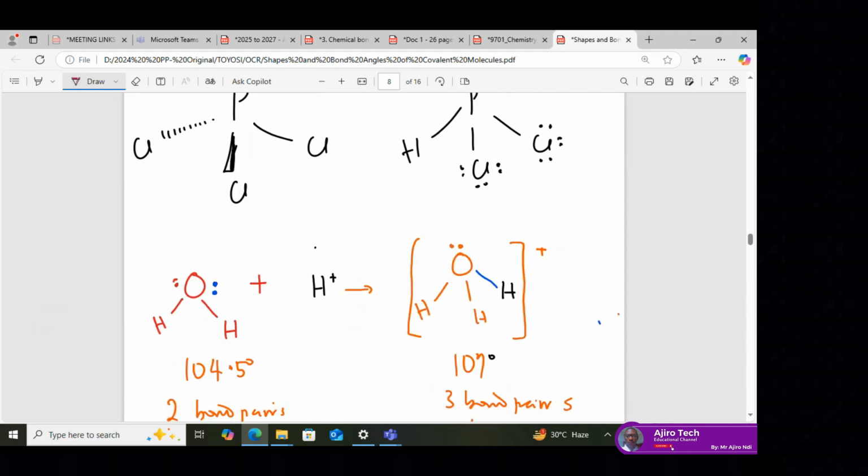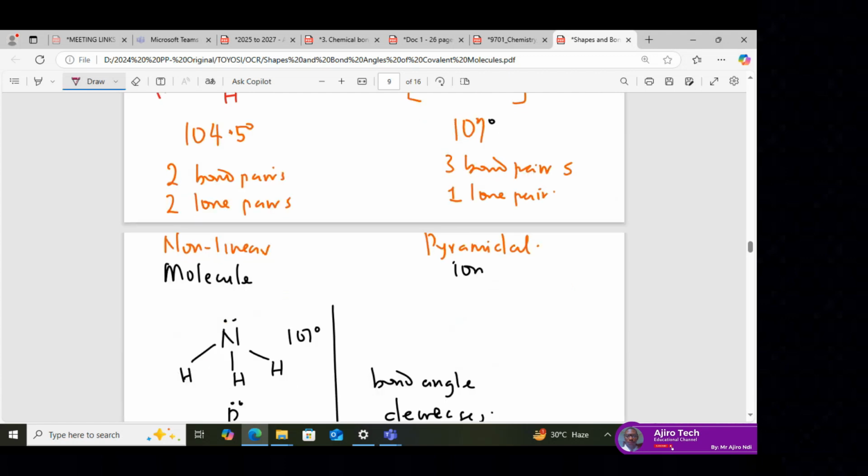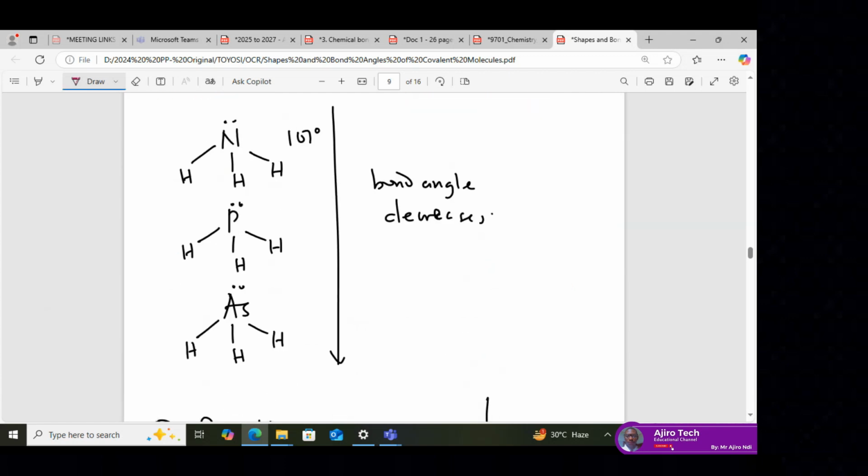Now look at water. How many lone pairs does the oxygen in water have? 2. After reacting with H plus, how many lone pairs are we left with? 1. Thank you. So this one is pyramidal. Can you see pyramidal now? So H3O plus is like ammonia in terms of shape. Do you agree? Yes. H3O plus now has 3 bond pairs and 1 lone pair. It's like ammonia. So as we go down the group again, the bond angle decreases, from nitrogen to phosphorus to arsenic to others.